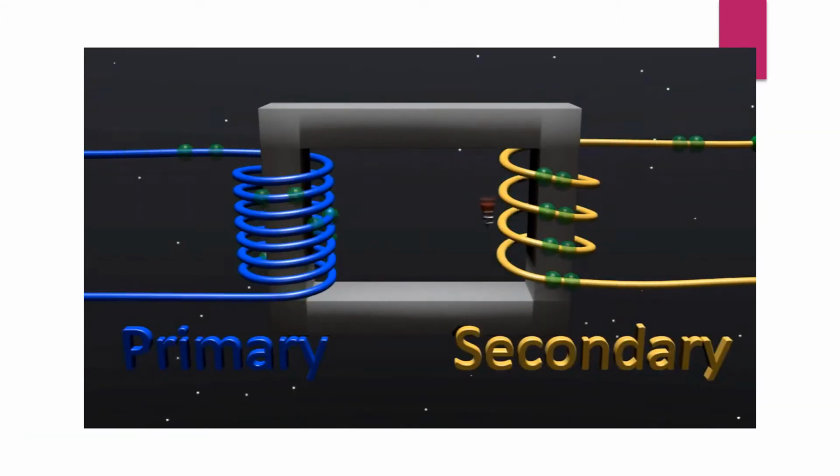Today we are going to discuss the equivalent circuit of a practical or real transformer. First, let's find out what a transformer is. A transformer is a static device which transfers electric energy from one circuit to another through the process of electromagnetic induction. It is commonly used to increase or decrease voltage level between circuits.